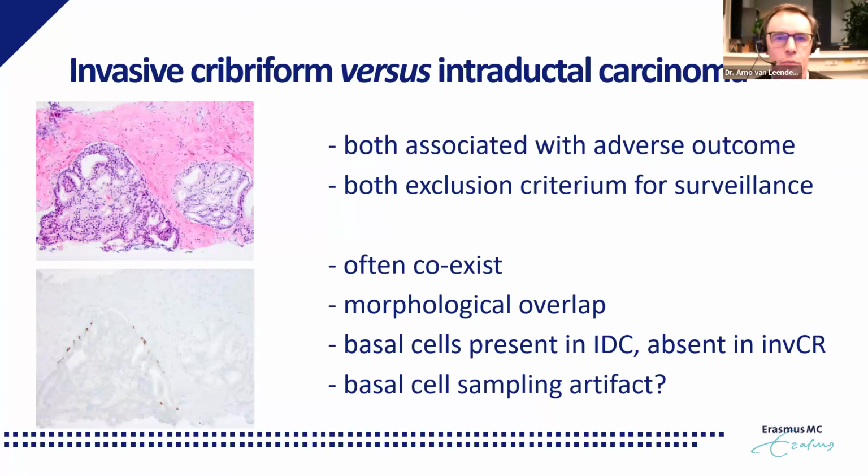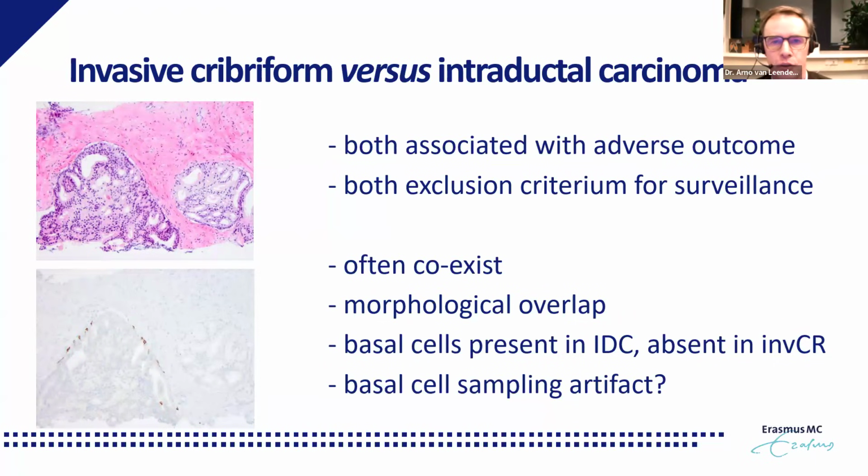But if you look more deeply, they also commonly coexist. They show some morphological overlap, in which, in theory, basal cells should be present in intraductal carcinoma and absent in invasive cribriform carcinoma. But that actually is not such an easy criterion. Look at the picture on the left side. We see two cribriform lesions, and the one on the left has some basal cells, and the one on the right doesn't. Does it really prove that the lesion on the right side is invasive carcinoma? Well, personally, I don't think so.